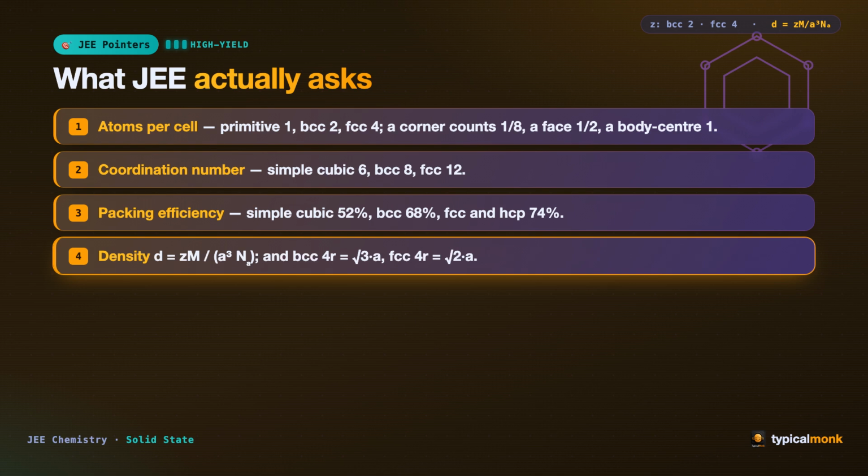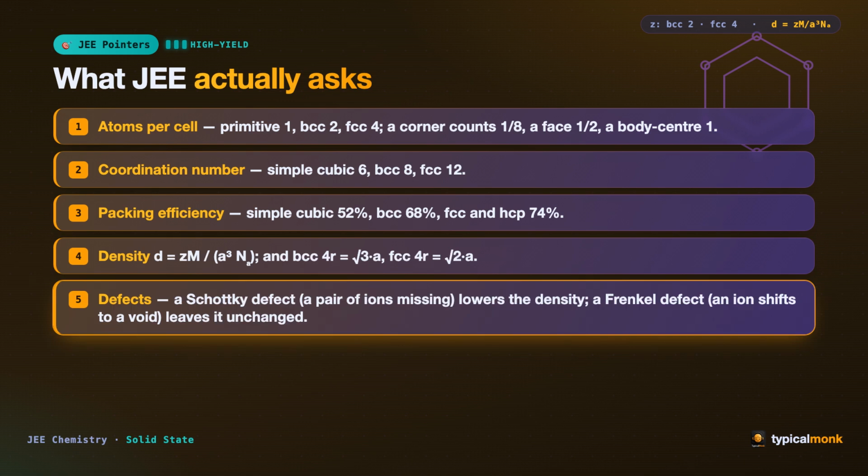4. The density, Zm over a cube times Na, and for the radius, body centered 4r equals root 3a, face centered 4r equals root 2a. And 5. The defects. A Schottky defect, a pair of ions missing, lowers the density. A Frenkel defect, an ion shifted to a void, leaves it unchanged.